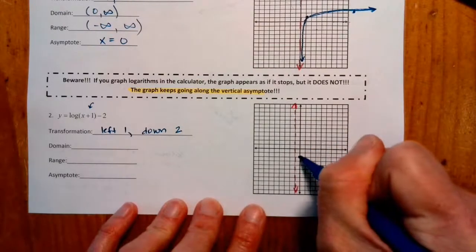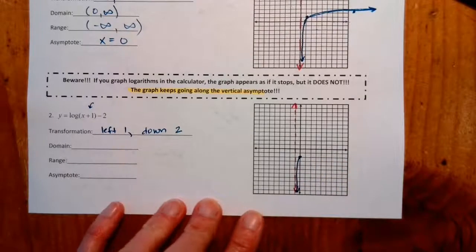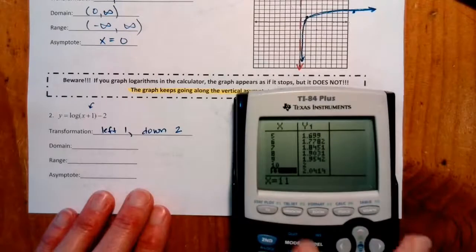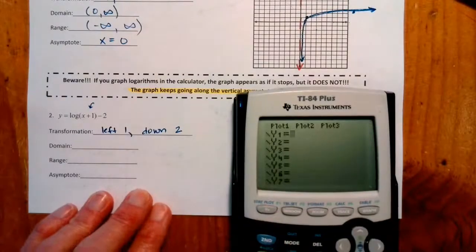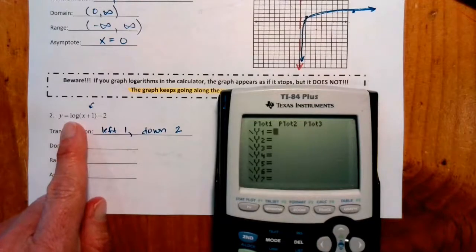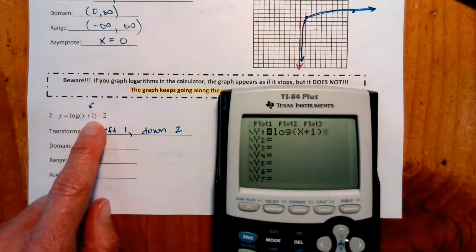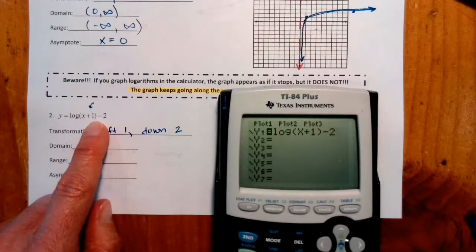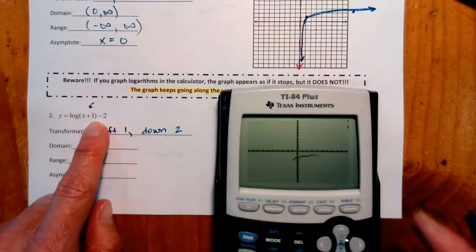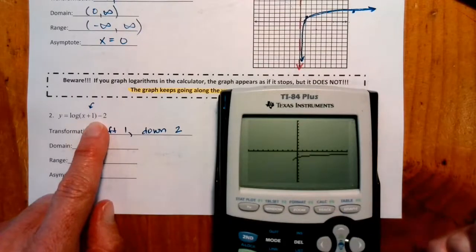So I know my graph is going to continue on down this asymptote. I'm going to go to the calculator and see if I can find another point that I can use to graph. So I'll go ahead and enter in the log of, and keep in mind x plus 1 is inside of the parentheses, and then down 2 is outside of the parentheses, so I can see my graph.